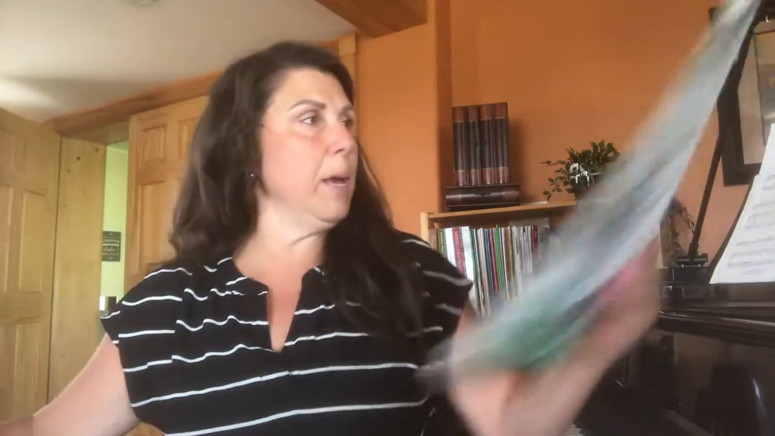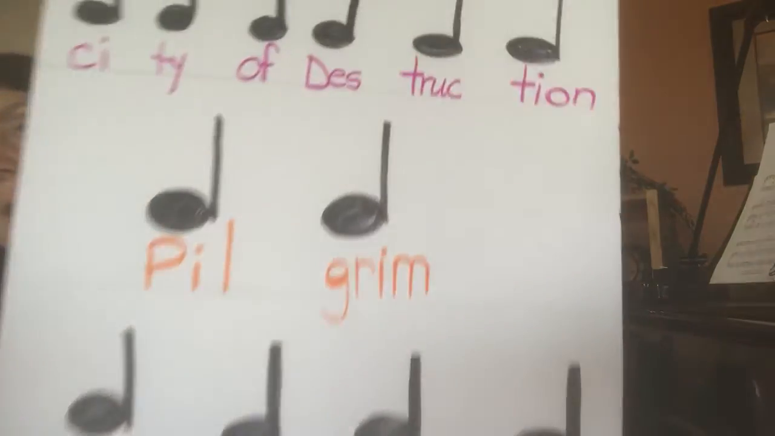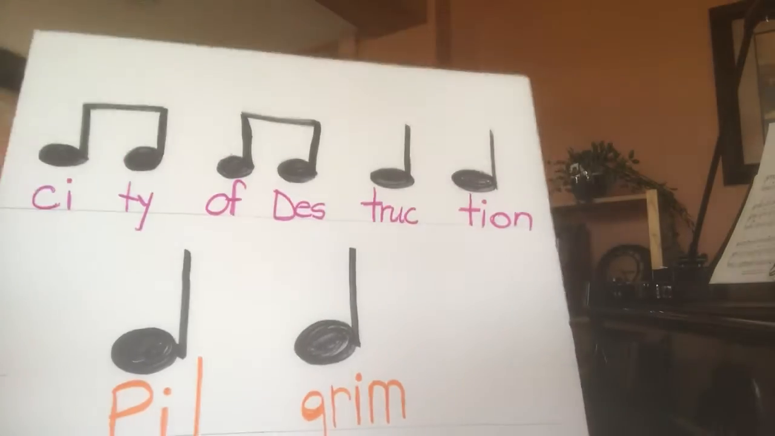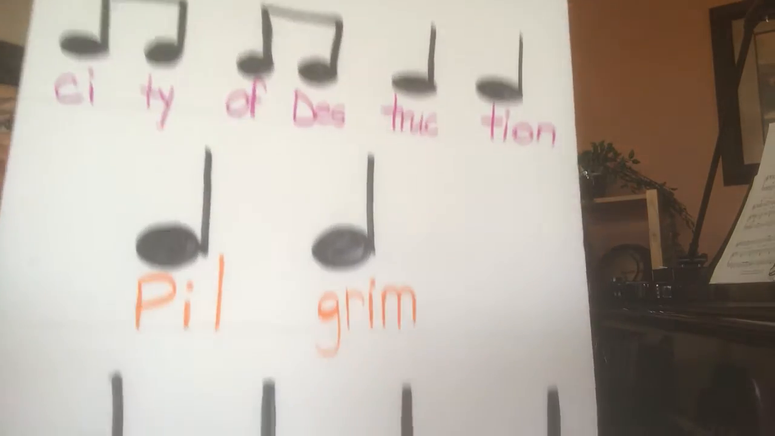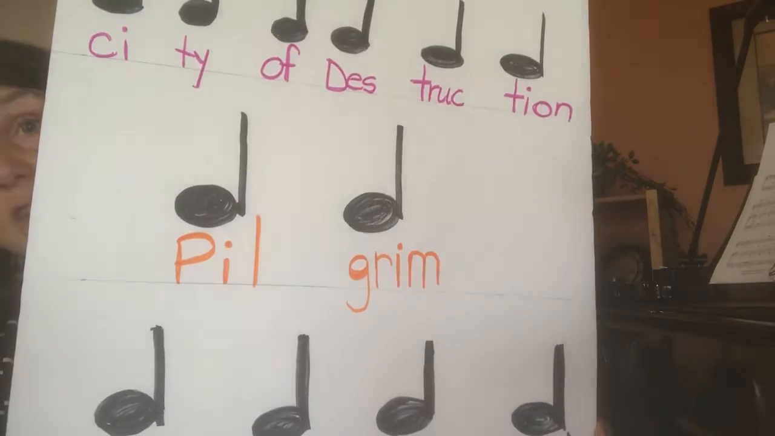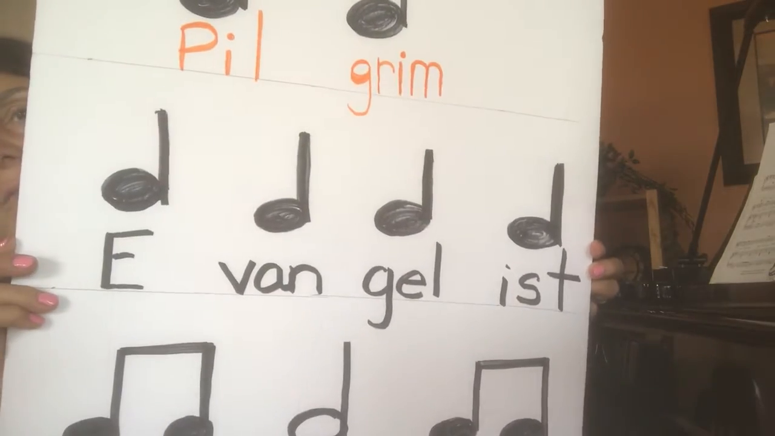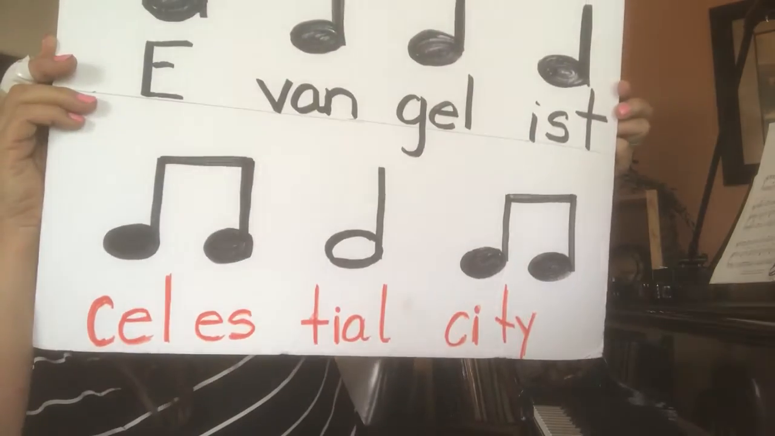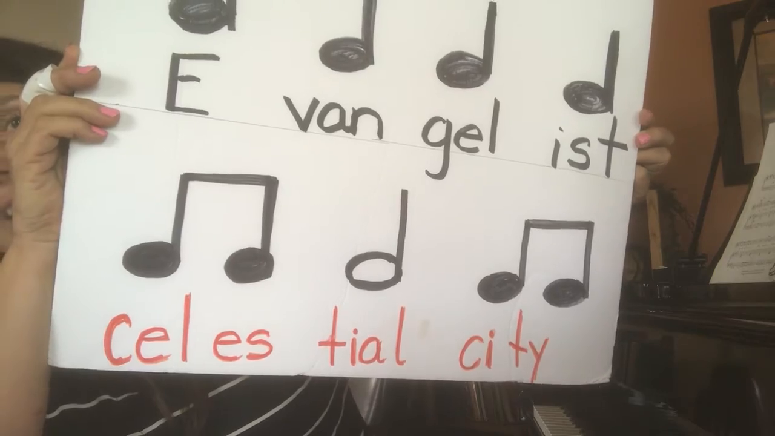So let's pick up with our story where we left off with Pilgrim, also called Christian. Oh, maybe I better review the first sheet too. I don't think we talked about that one yet, okay? So, City of Destruction, Pilgrim, or Christian as he's now called, Evangelist, and Celestial City. Okay, so that covers all the rhythms thus far.